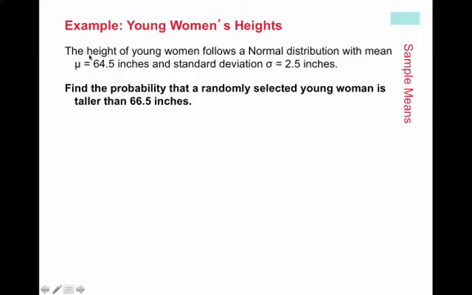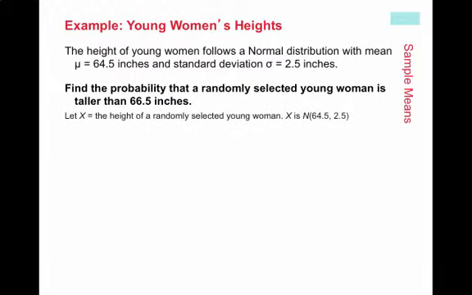We've looked at the heights of people repeatedly throughout this course, and we've always looked at the heights as being normally distributed. So the height of young women follows a normal distribution with a mean of 64.5 inches and a standard deviation of 2.5 inches. Find the probability that a randomly selected young woman is taller than 66.5 inches. This is old. This is not anything new.